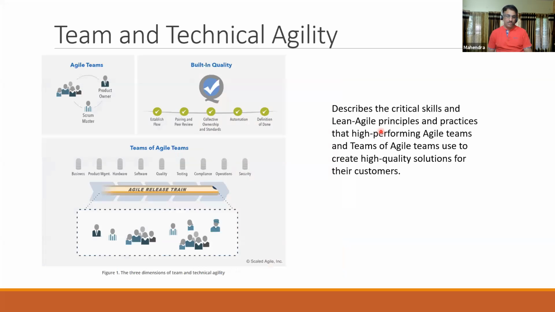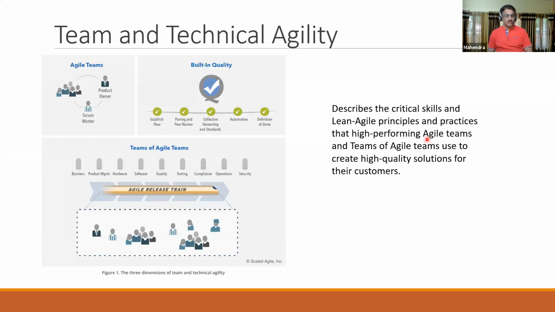Now let's see one by one. The first and the most essential, most basic is, was there something? Okay. Yeah, I'll keep everyone on mute, whoever is not talking.